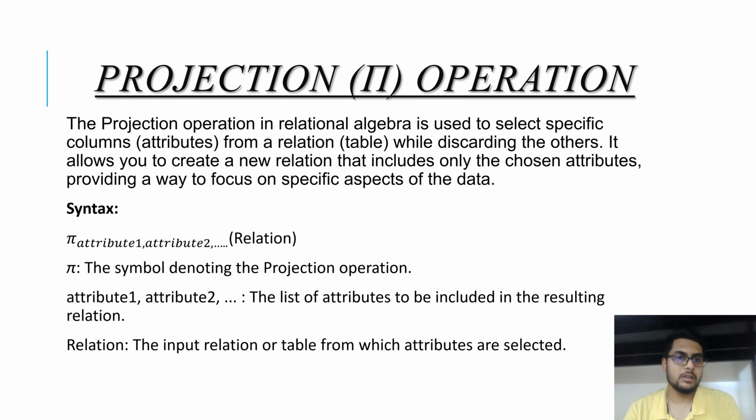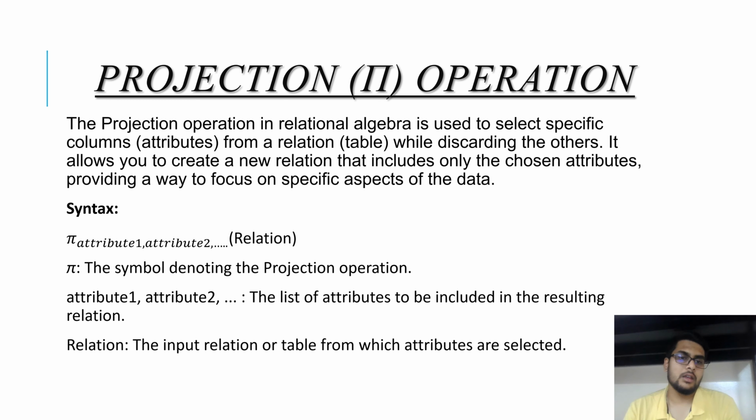Projection operation. The projection operation in relational algebra is used to select specific columns from a relation while discarding the others. It allows you to create a new relation that includes only the chosen attributes, providing a way to focus on specific aspects of the data.